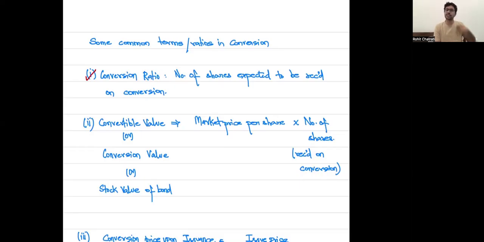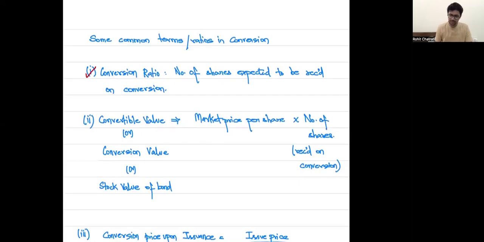Conversion ratio is determined at the time of issuance of the convertible bond itself. When the company is issuing a convertible bond, at that time itself, the company states what the conversion ratio is. Every bond is going to have a certain number of equity shares that are going to be received upon conversion, and that is determined at the time of issuance itself. Conversion date is something that we referred to earlier. Conversion date and conversion ratio, both of them are determined at the time of issuance itself.